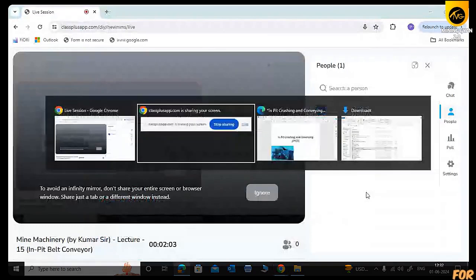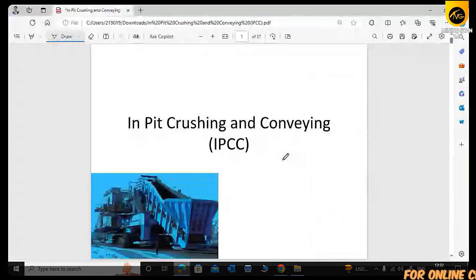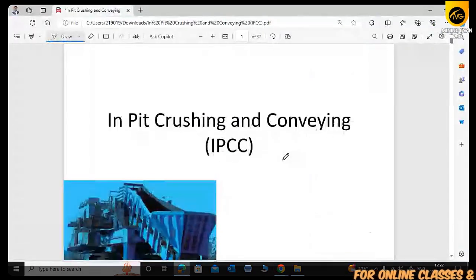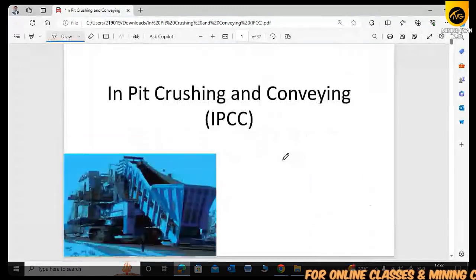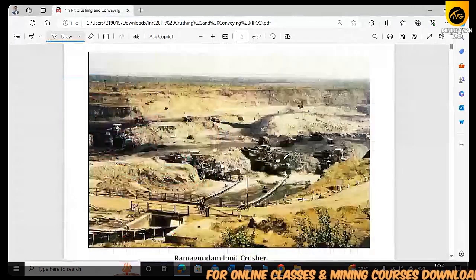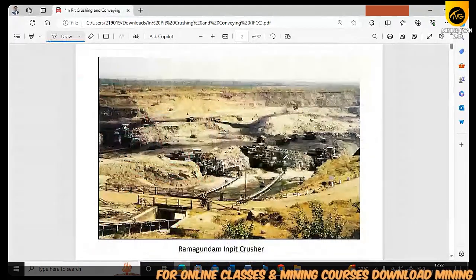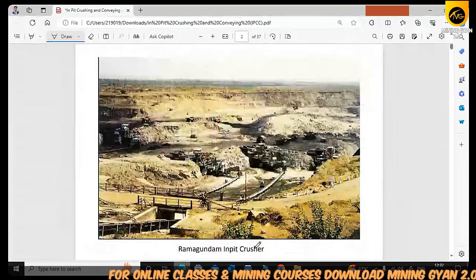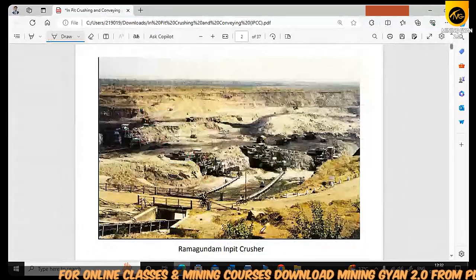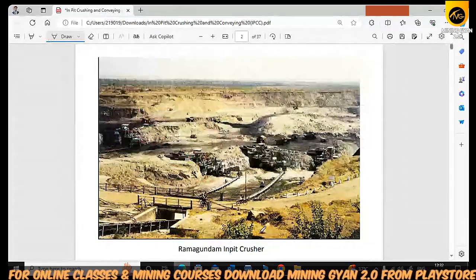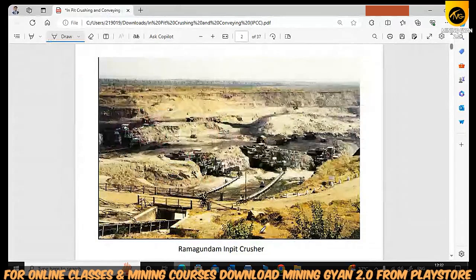In my previous classes, I started the in-pit crushing conveying systems. Basically, it is a very important topic from the examination point of view. You see these photographs; they belong to the Ramagundam in-pit crusher. In this chapter, we will understand the applicability of the in-pit conveyor and what its uses are.